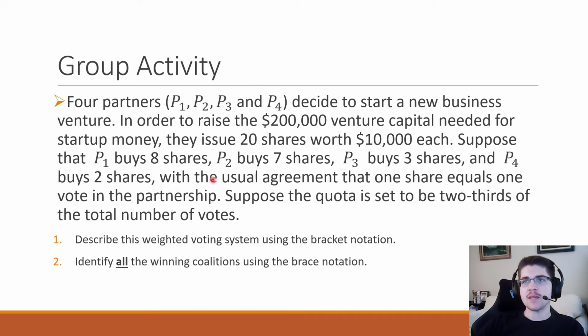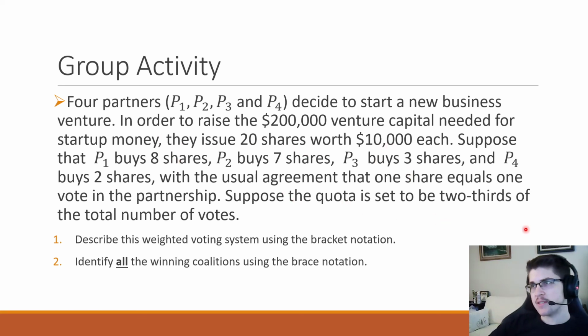And it says, assuming the usual agreement that one share equals one vote in the partnership. So if we're wondering how the voting is going to work, basically player 1 should get 8 votes because they bought 8 shares. Player 2, 7, and so on. It says, suppose the quota is set to be 2/3 of the total number of votes.